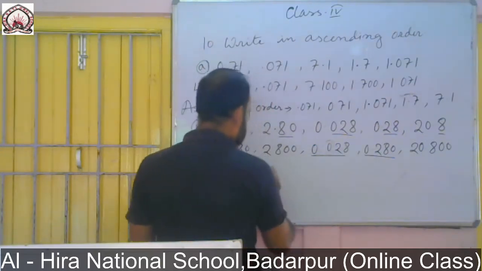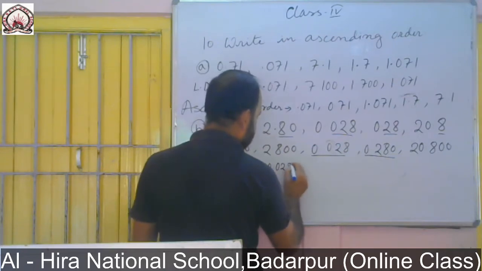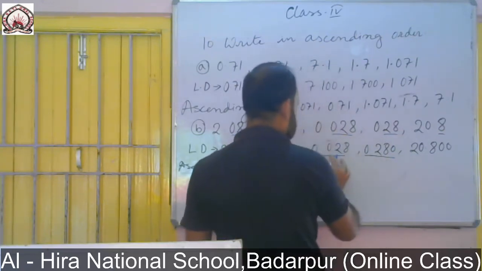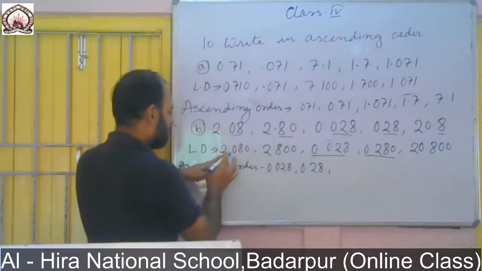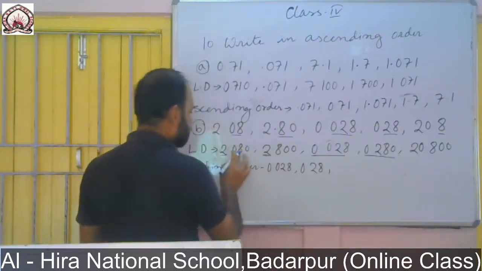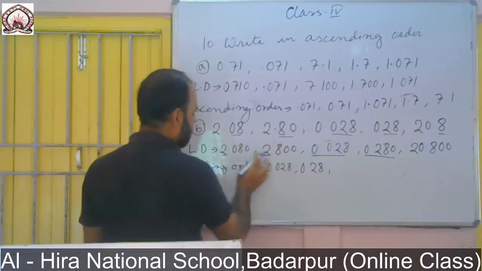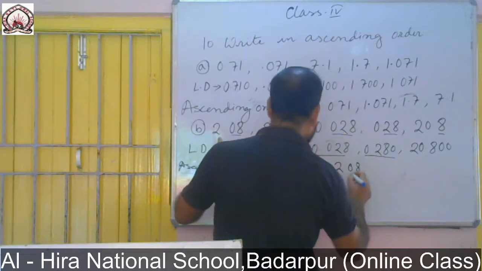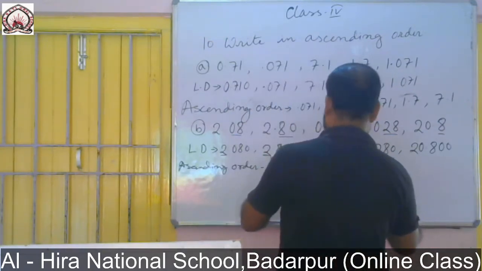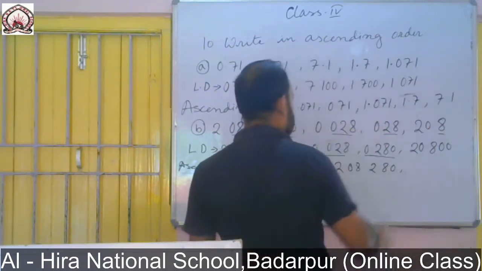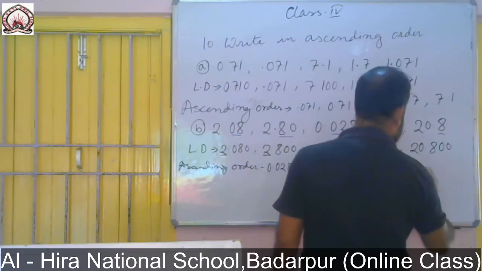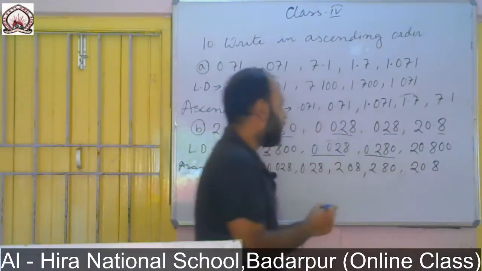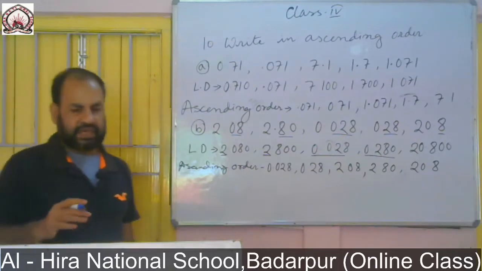Ascending order. So first we write 0.028, next 0.28. Next we compare these two, because the integral part is 2 here and also 2 here, and the decimal part is 080 here and 800 there. So this one is next, 2.08, next 2.80. Only one remains, 20.8. So we have written the ascending order.